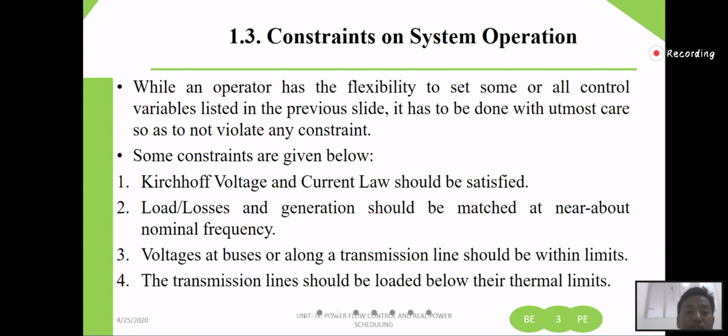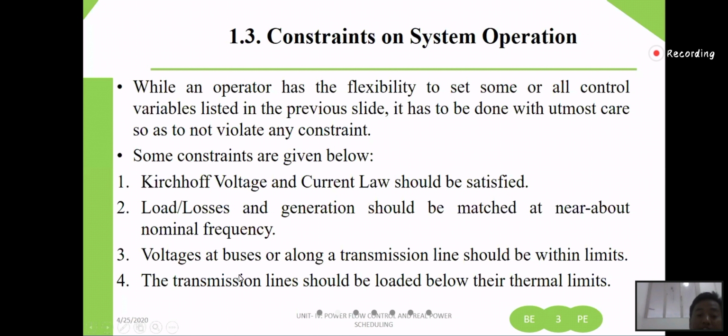What is Kirchhoff's voltage law? You know that. And what is the current law? You know Kirchhoff's current law, KCL and KVL. It has to satisfy that first one. Then the second constraint is, when you change the control variable, load or losses and generation should match at nearly nominal frequency. If load is more and generation is less, again it is not matching, right? Near about nominal frequency, 50 hertz.